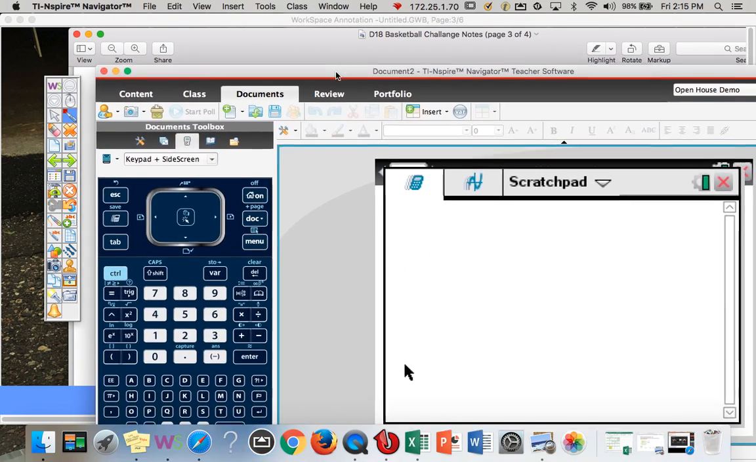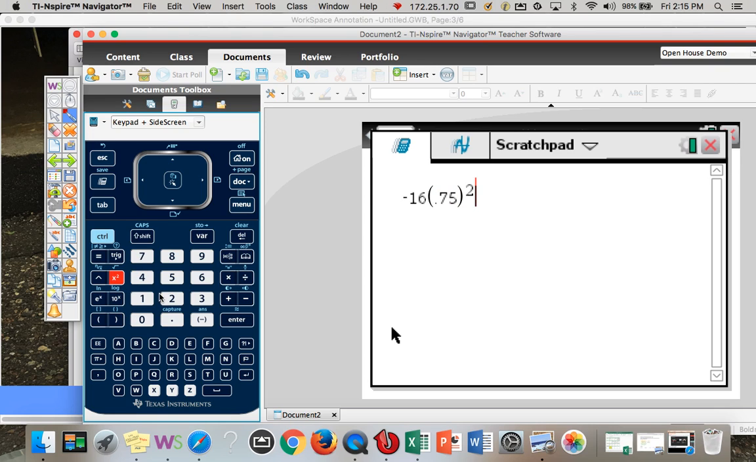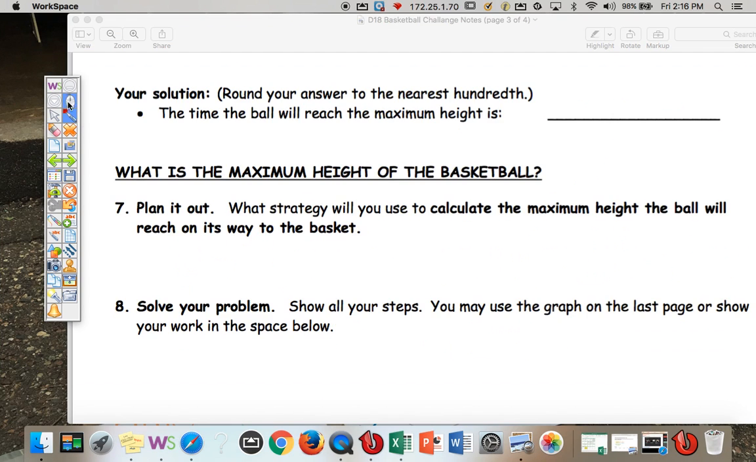All right, so here's what it'll look like. Negative 16 and then we have our 0.75 squared plus 24 times 0.75 plus his initial height at 7 feet. All right, so here's the max height at 0.75 seconds, 16 feet. So let's write that down. So y equals 16 feet. So once you find the time, plug that in, and then you can find the height at that time. So in this case, 16 feet, it reaches its maximum height.